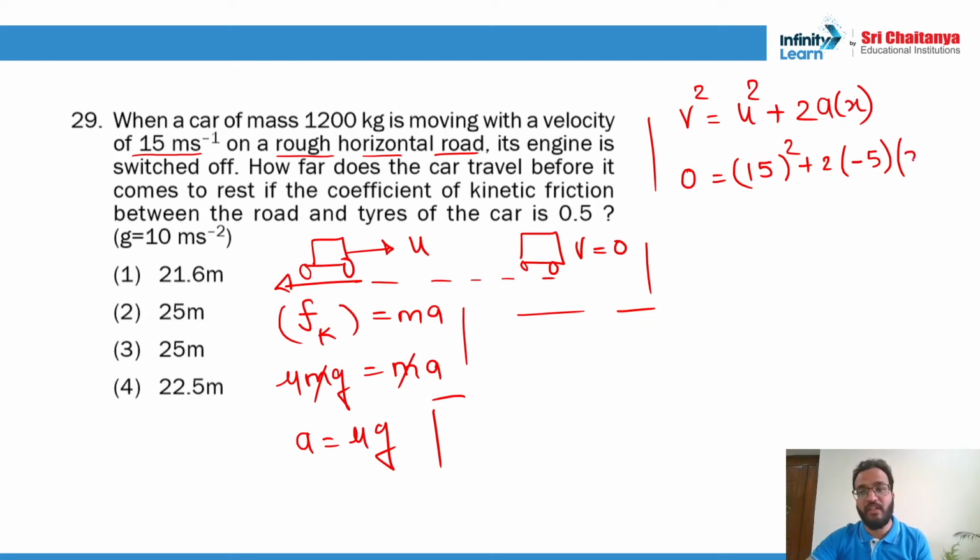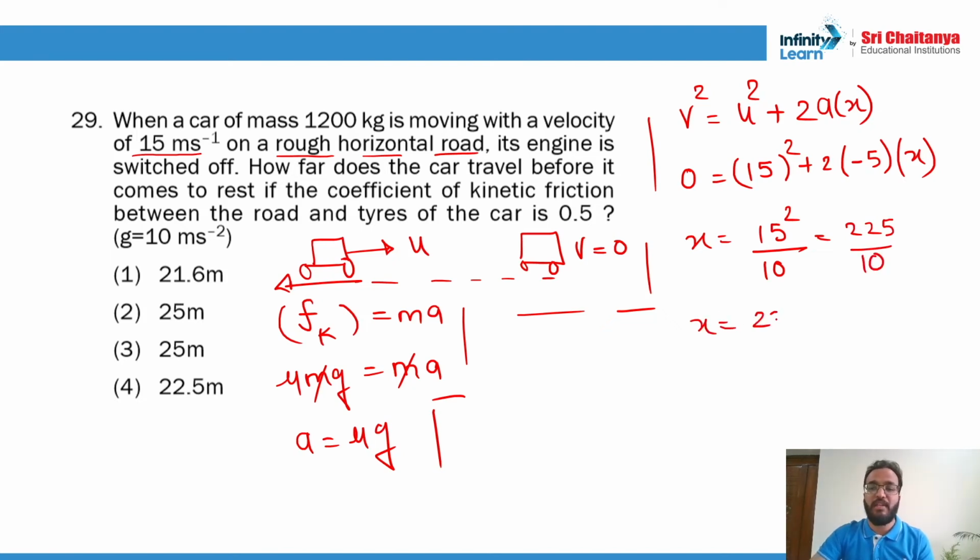X is what we need to figure out, right? So you will say x is nothing but 15 square by 2 mu g. So 15 square is 225 by 10. So the answer is 22.5 meters. I hope you understood this thing.